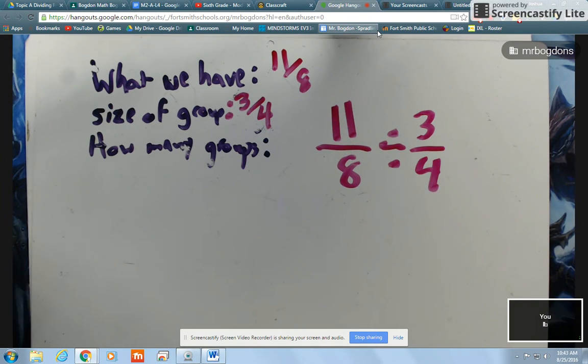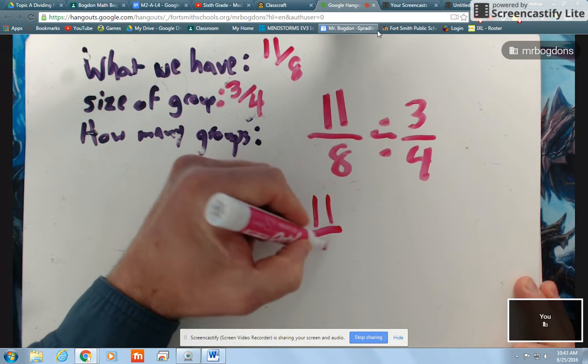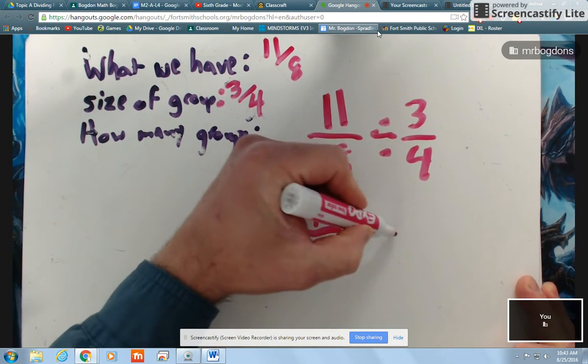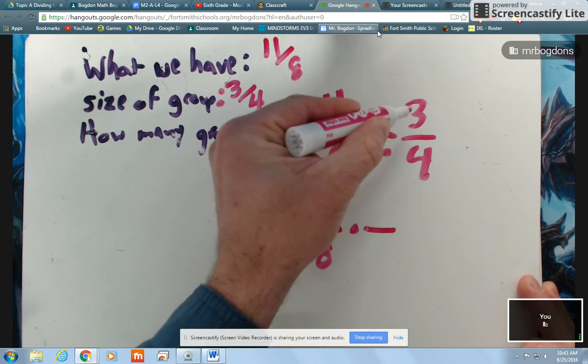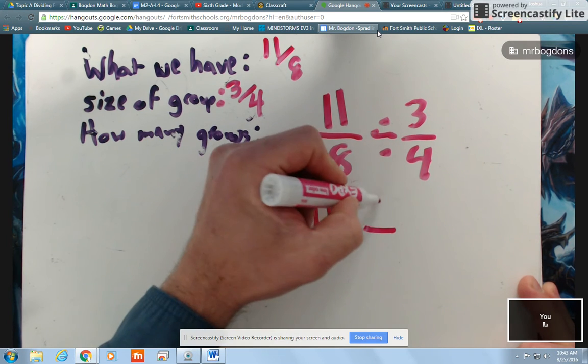But hey, this is division of fractions. I know I don't have to divide fractions. I can just rewrite it as a multiplication expression. Keep, change, flip. I love it. So I'm going to keep my 11/8. I'm going to rewrite the division as multiplication. Then I'm taking the reciprocal of my divisor. I kept, I changed, I flipped.